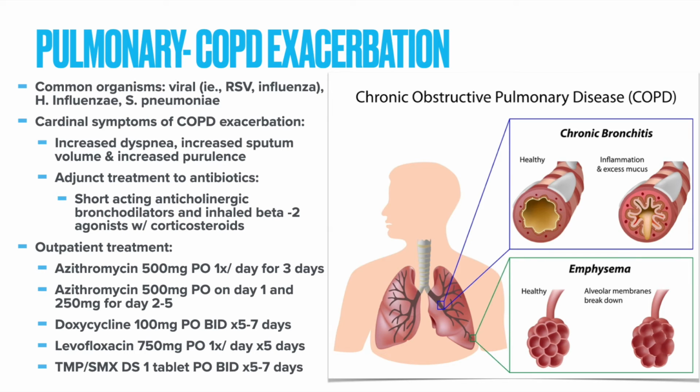Cardinal symptoms of a COPD exacerbation include the following three: increased dyspnea, increased sputum volume, and increased purulence. And if those are present, then it's indicated to treat these patients with antibiotics, short-acting anticholinergic bronchodilators, and an inhaled beta-2 agonist with corticosteroids. For choosing antibiotics in this patient population, there are a variety of alternatives, and they're listed for you here. So there's azithromycin, and a couple ways to do that, doxycycline, levofloxacin, and Bactrim. So just a lot of really good options when treating these patients.